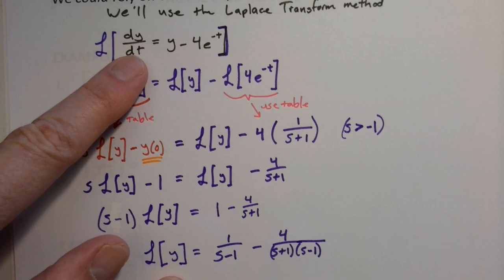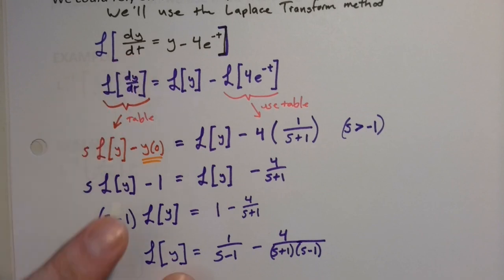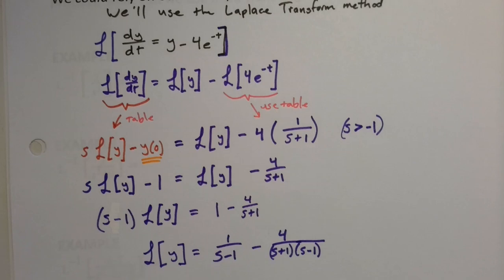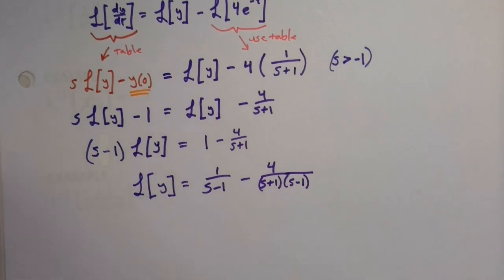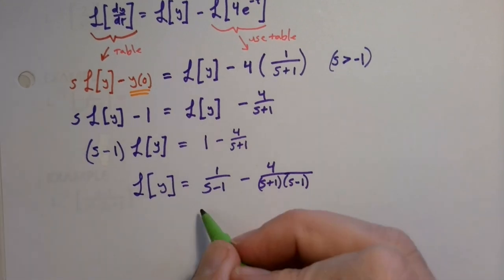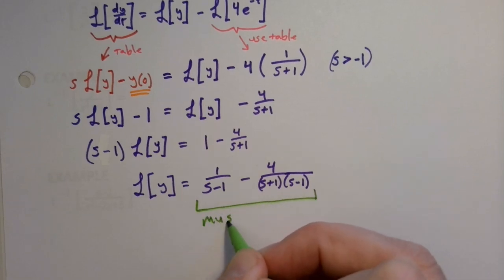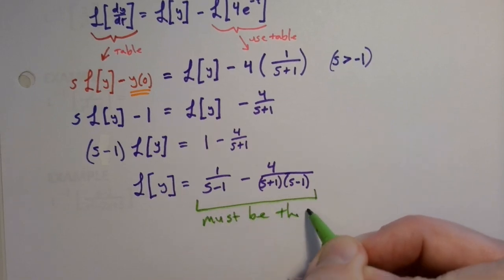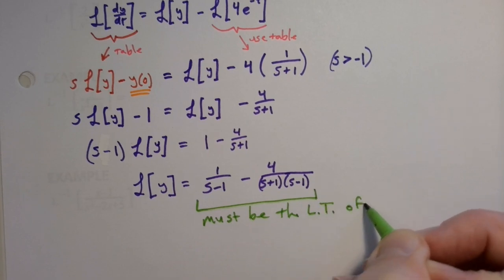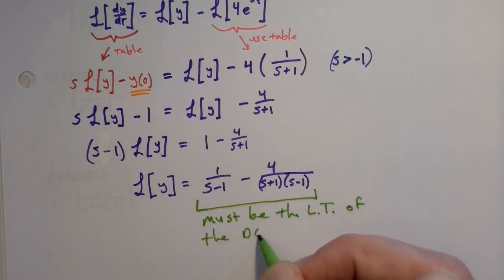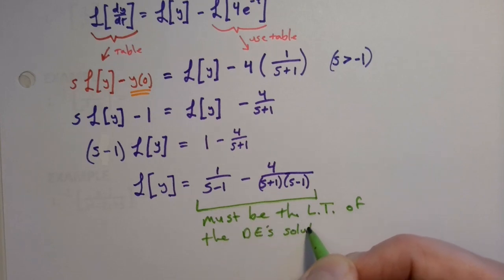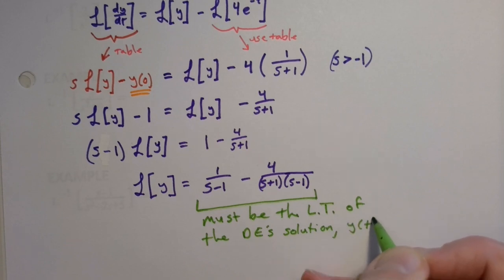The solution to this differential equation is y of t. I know the Laplace transform of that solution, and I know it's got to be equal to all this stuff on the right-hand side. The problem is that I don't really know what the solution is, but I do know what its Laplace transform must be. So I'm going to write that underneath here. I'm going to say that all this stuff over here must be the Laplace transform, I'm going to abbreviate here, the Laplace transform of the differential equation's solution, y of t, right?